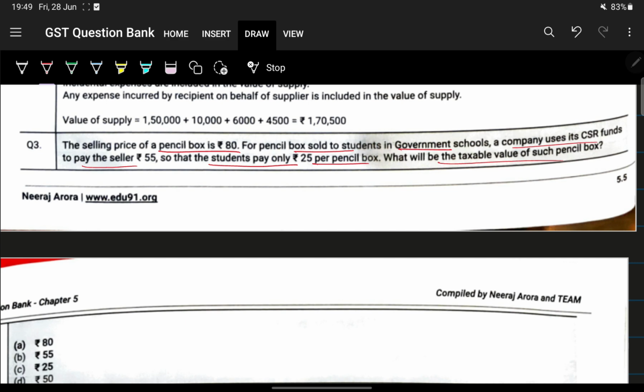Okay, so here it is a company, right? It is a non-government entity. So any subsidy from a non-government entity is not to be included, meaning we cannot subtract it from the value of supply. It cannot be subtracted from the value of supply. So here value of supply will be only 80 rupees. So the answer is A.